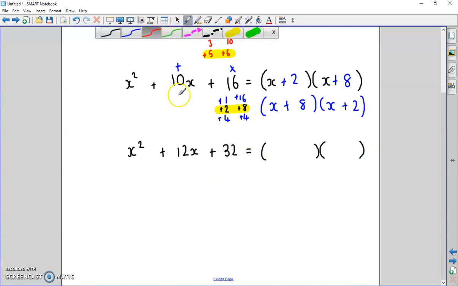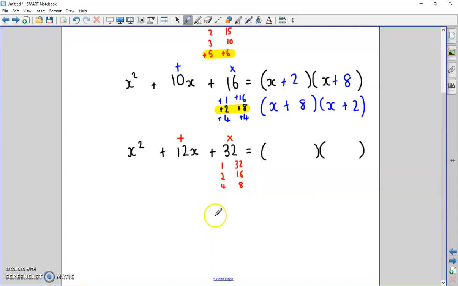Okay, so now would be a good time to pause. We're looking for two numbers that add to make 12 and multiply to make 32. Here's all the pairs. Okay, not too many for 32. These are all pluses. You'll know when they go minus, that's going to be the next one. The correct pair is 4 and 8.